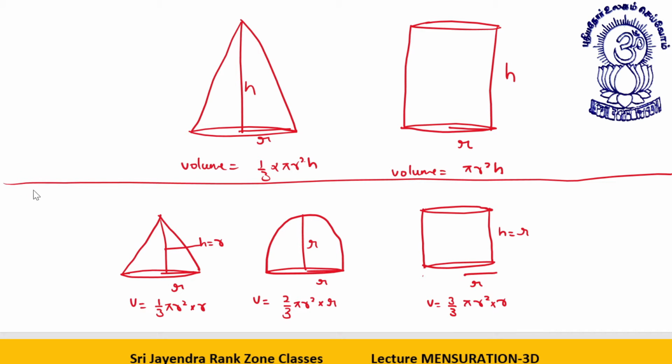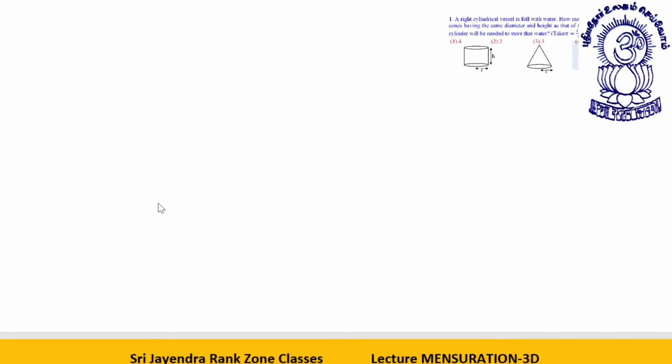So what do I observe? The volume ratio. If I take a cone, a hemisphere, and a cylinder of same height and same base radius, they become 1 is to 2 is to 3. This I find a very beautiful comparison to memorize the volumes. This is 1/3, this is 2/3, this is 1, or 1 is to 2 is to 3. I hope you will never ever forget this comparison. Okay, let me move ahead and take some questions.